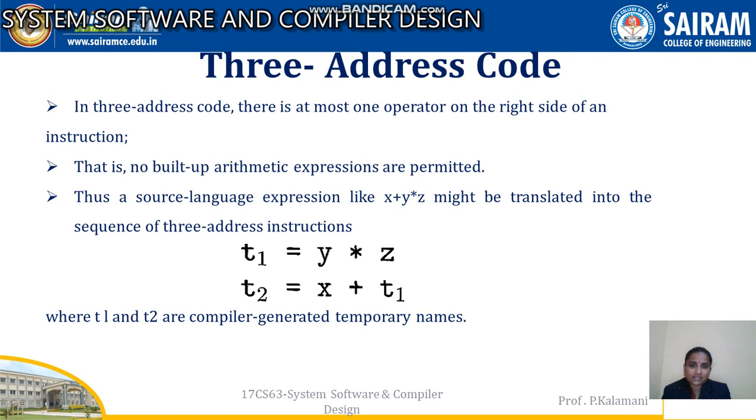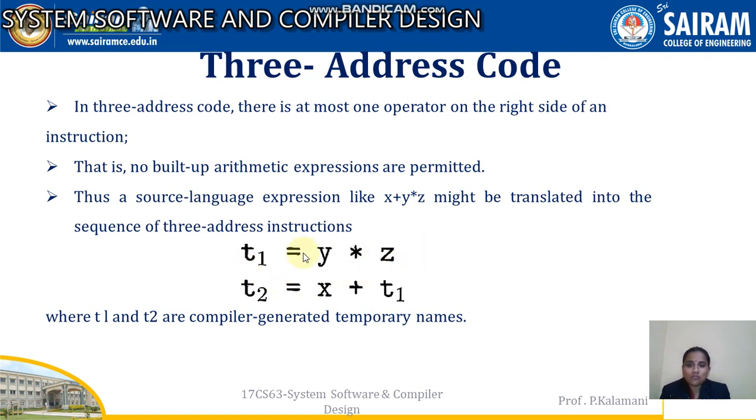In 3 address code there is at most one operator on the right side of an instruction. That means the right side should have at least one operand. We can also define it as: any instruction should have a maximum of 3 operands. For example, take t1 equal to y star z. On the right hand side it has only one operator and a maximum of 3 operands. If there are more than 3, it is not a 3 address instruction. 3 variables should be there.